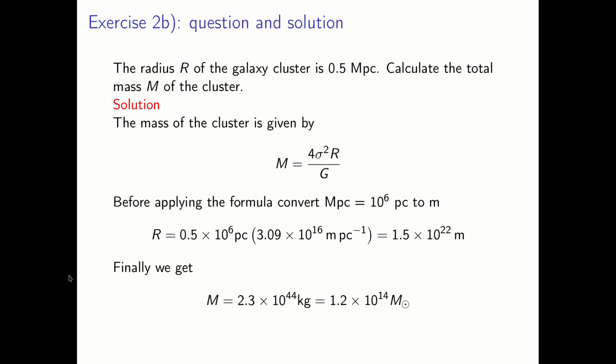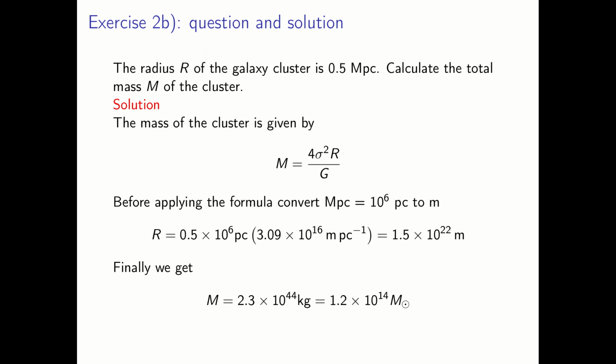Last question of the problem class, which is, we are given the radius r of the galaxy cluster, which is 0.5 megaparsec. Calculate the total mass of the cluster. We know from the lectures that the mass of the cluster is given by this relation, m equal 4 sigma squared r over g, and we have just to apply this formula. But before applying the formula, we have to convert everything in SI units.